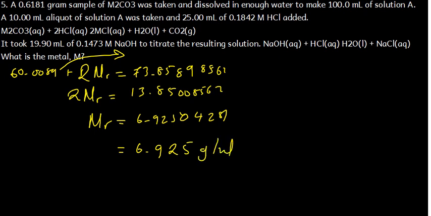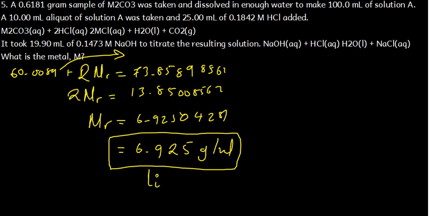Now we need to go on our periodic table. We check what element has got this molar mass. And the element on the periodic table that has got a molar mass of 6.9 is lithium. Therefore, the metal M is lithium.